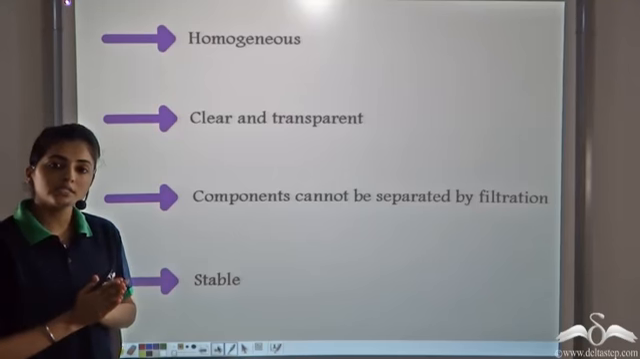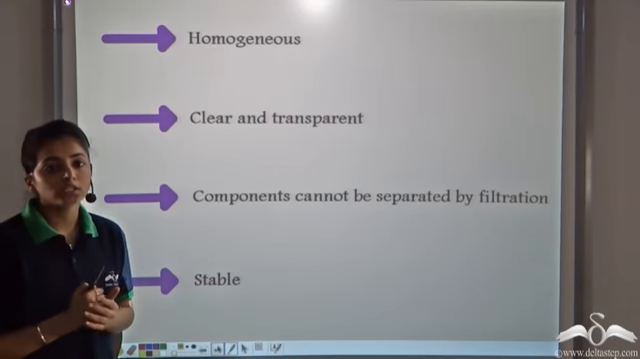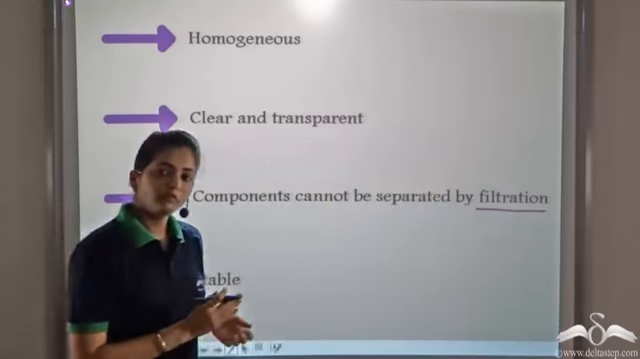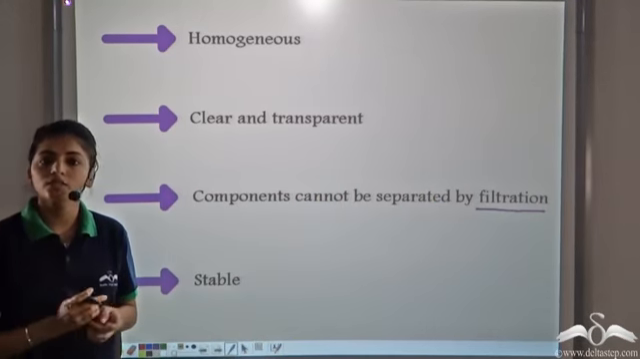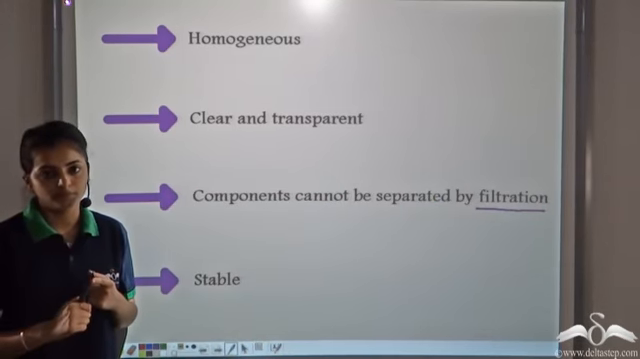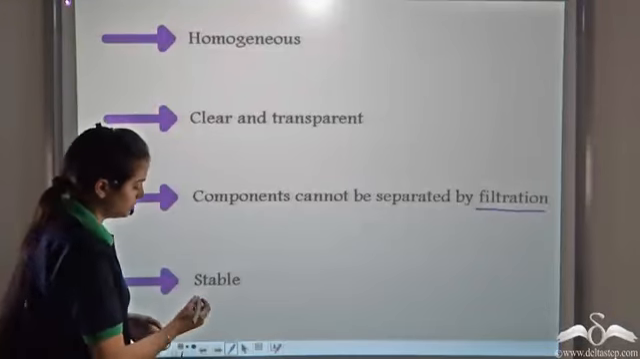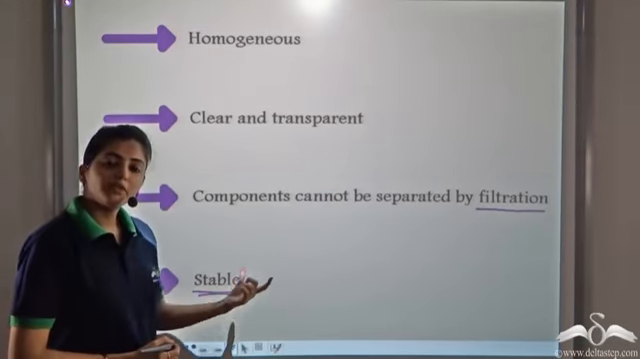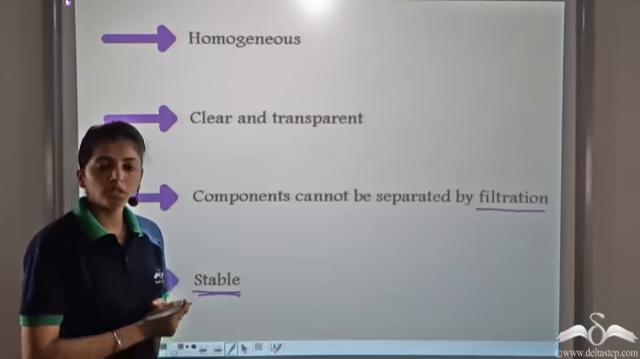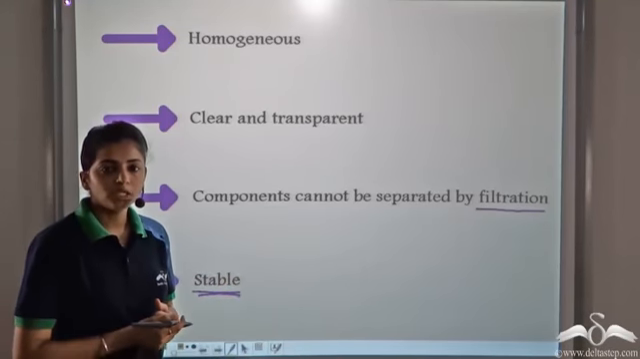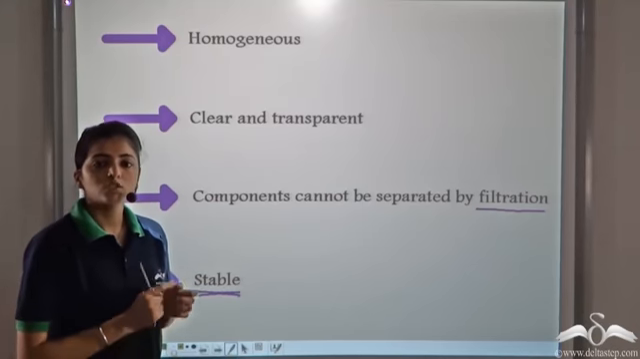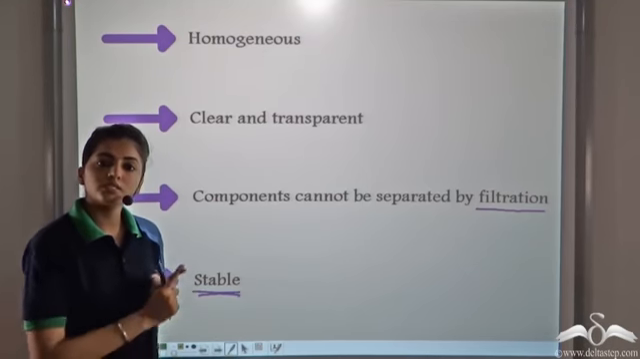The components of a true solution cannot be separated by filtration. When we filtered aqueous copper sulfate solution, there was no residue on the filter paper. Also, it is stable. When we say it's stable, if we leave aqueous copper sulfate solution undisturbed for a very long time, we do not see any insoluble solid settling at the bottom. So aqueous copper sulfate solution is a true solution.